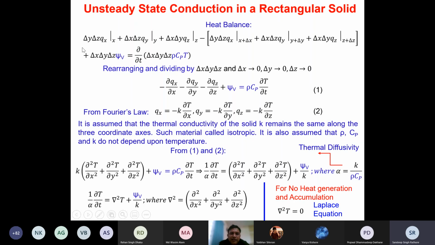And since we are dividing this entire thing by the volume, delta x, delta y, delta z, we will be left with only the psi v term here. On the right hand side, again, we have delta x, delta y, delta z, and we have already divided this entire equation by this, so it will get cancelled out. So what we get is rho Cp dou T by dou t. Here we are assuming that rho and Cp are independent of temperature. Very often Cp can be a weak function of temperature, but for the time being, we are assuming that rho and Cp both are independent of temperature. Do you all agree? Are you all able to see how we have obtained this equation number 1?